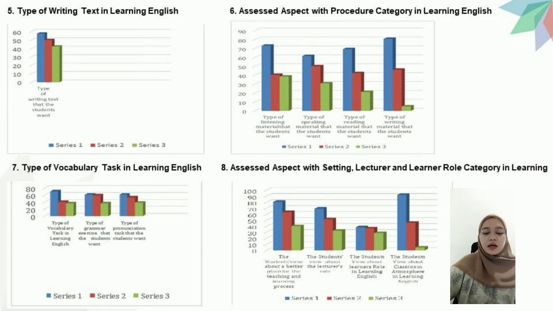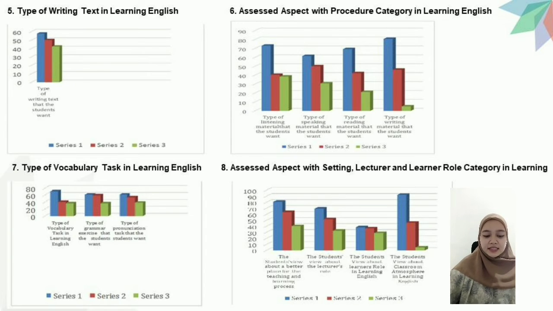After that, there are types of writing text in learning English. In the fifth bagan, seperti itu. And then in the sixth bagan, there are exercises, speaking with procedure category in learning English. You can see everybody the pictures one by one. The bagan of pictures, the picture of bagan, sorry.